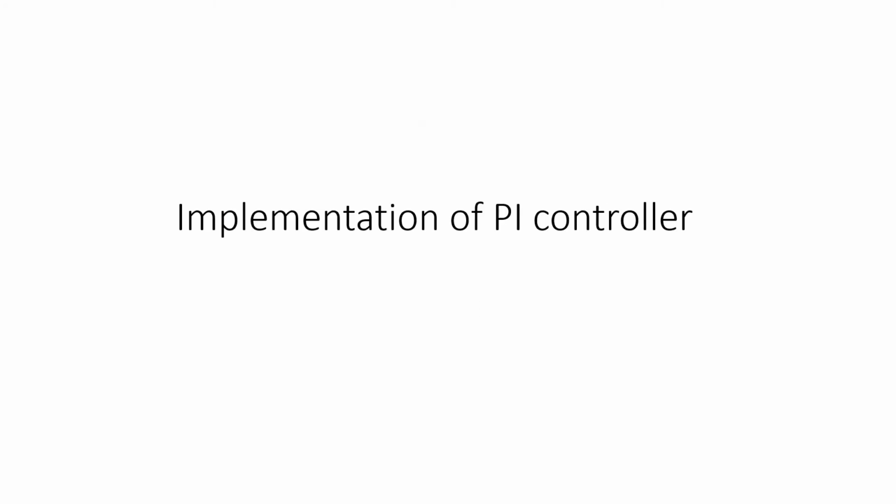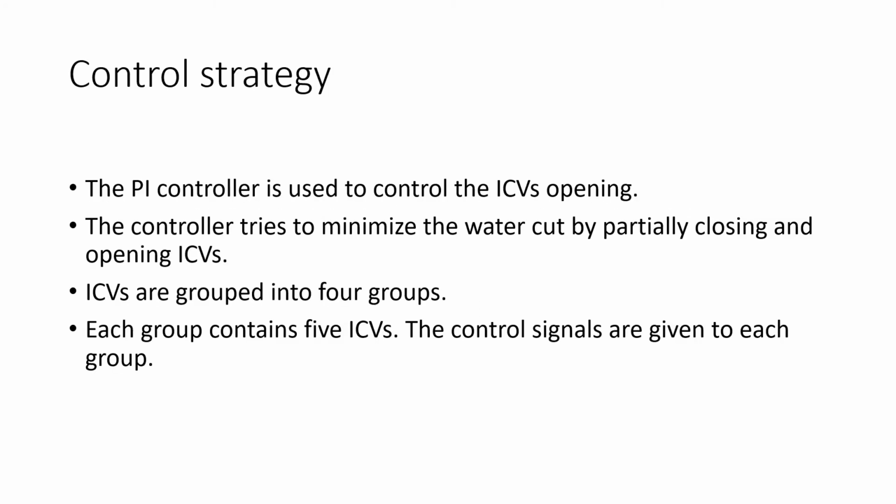The implementation of the PI controller. A PI controller was used in this work to control the ICVs' opening in order to minimize the water cut. The ICVs are grouped into 4 groups, each containing 5 ICVs. These individual groups will receive the control signal from the controller.